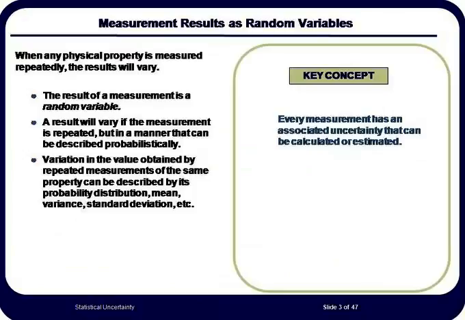There are several terms used to describe the probabilistic distribution of results. These are the mean, the variance, standard deviation, and others. The key concept to remember is that no matter what the measurement is, there is an uncertainty associated with it that can be calculated or estimated.